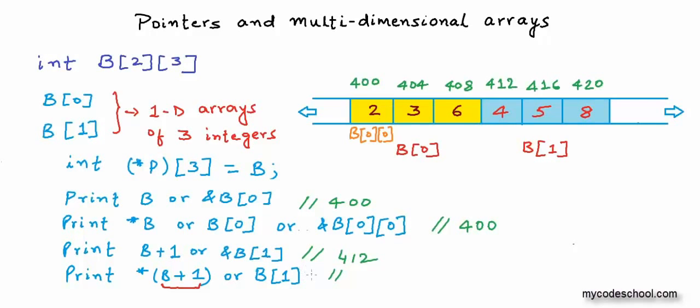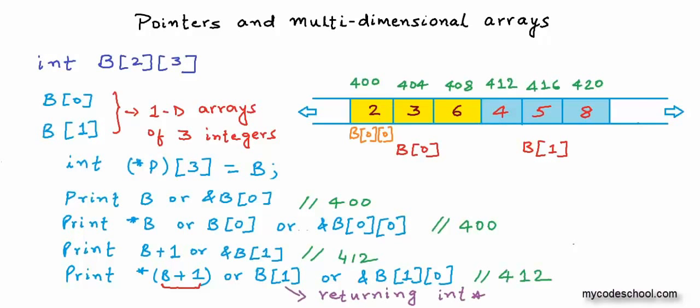Now printing b1 means using the name of this one-dimensional array b1, which should return us the pointer to the first integer in b1. So *(b plus 1) is basically a pointer to this integer at address 412. Once again, this output will be 412. All these expressions, *(b plus 1), or b1, or &b1[0], are returning us a pointer to integer.